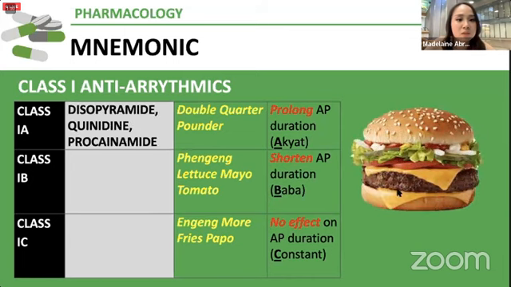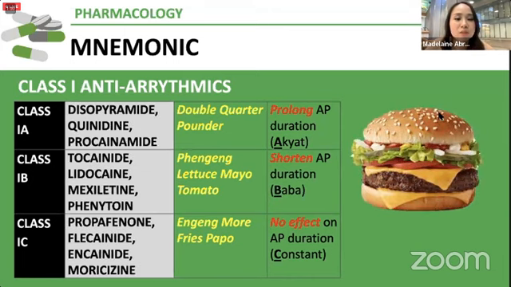Mnemonic. So, kung di pa kayo nag-dinner, no, gutumin sana kayo sa burger na to. So, double quarter pounder, lettuce mayo, tomato, kasi phenytoin. Dami kasing P eh, para madaling tandaan. So NK knife, more fries, papo.